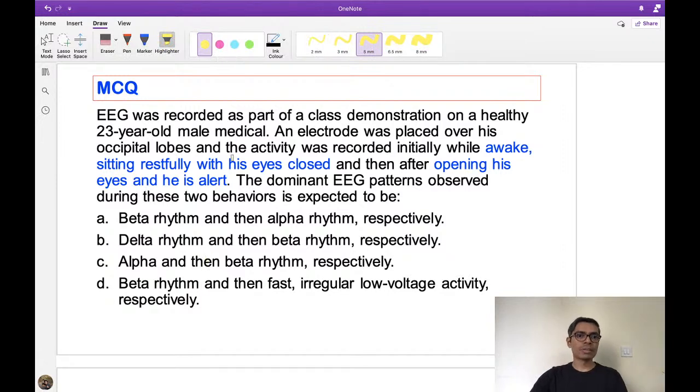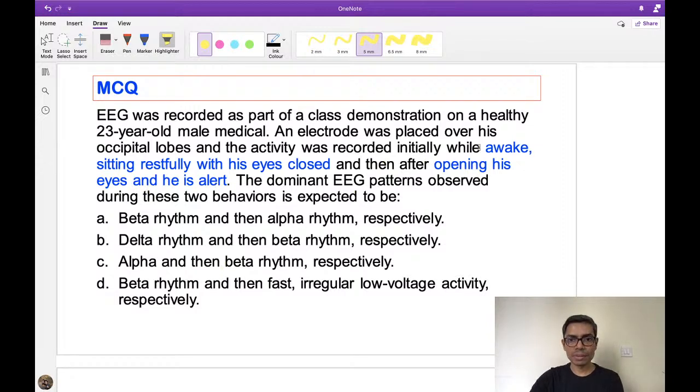Okay. So EEG was recorded as part of class demonstration on a healthy 23-year-old male medical student. This is done everywhere. Okay, that medical student does volunteer for their own practicals. An electrode was placed over his occipital lobe, and the activity was recorded initially while the person is awake, sitting restfully with eyes closed, and then after opening his eyes and he is alert.